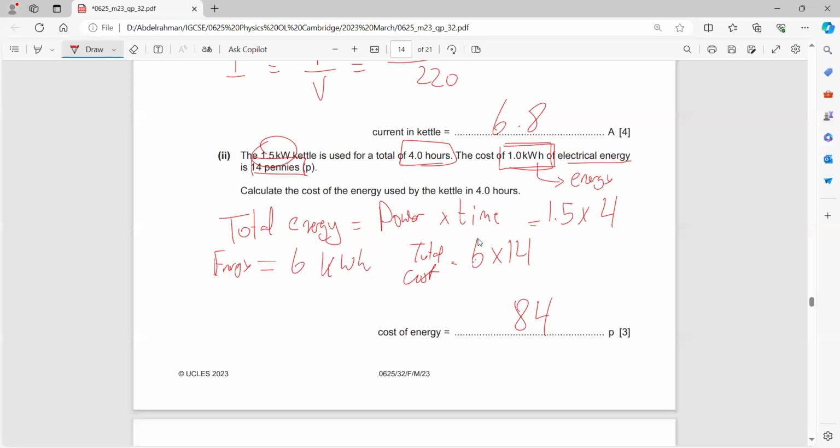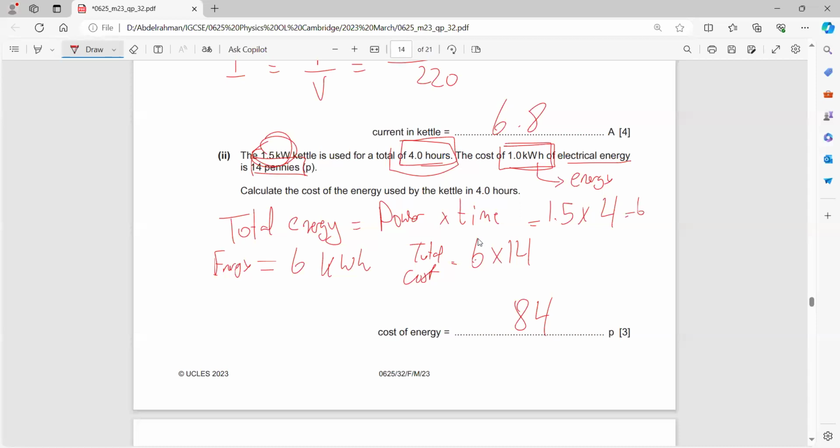The power of this kettle is 1.5 kilowatts. This is the power used. You leave it as kilowatts. And the total time used is 4 hours. You will leave it as hours. So 1.5 times 4 will give you a total of 6 kilowatt hours. This is the total energy used.